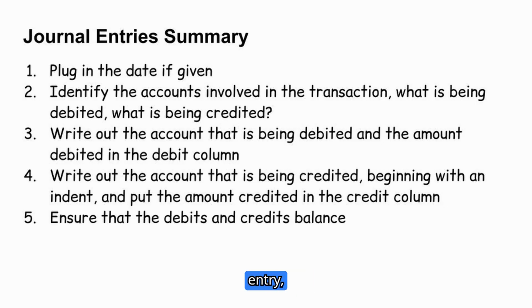By the end of your journal entry, the debits and the credits should be balanced, meaning the amount on the debit side is equal to the amount on the credit side. If you're still having trouble figuring out which accounts are debited and which accounts are credited, if you refer to the last video on T accounts, that should help to reinforce the logic behind journal entries that you see in this video. That's all for journal entries.